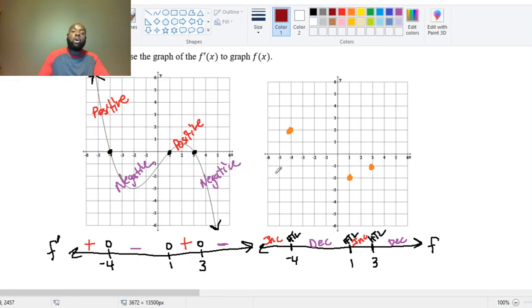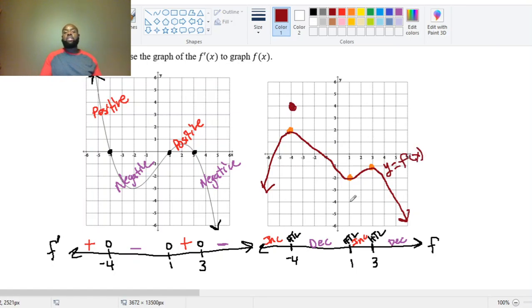And so I'm going to draw a graph that's increasing. Horizontal tangent line, so it's going to turn around, decrease, horizontal tangent line, and then we're done. That is a graph of our function, y equals f of x. Now yours may have looked, I'm going to show you this, yours may look like this.